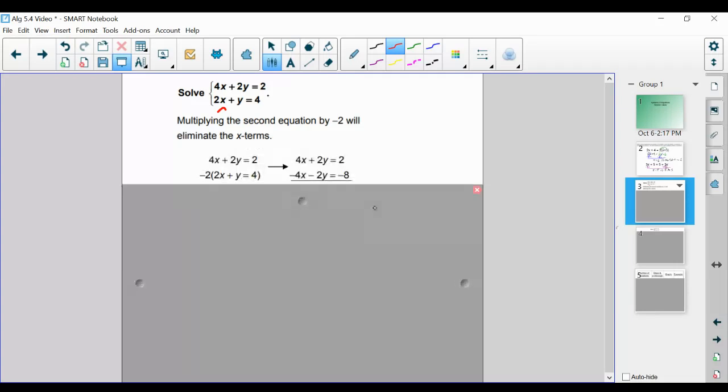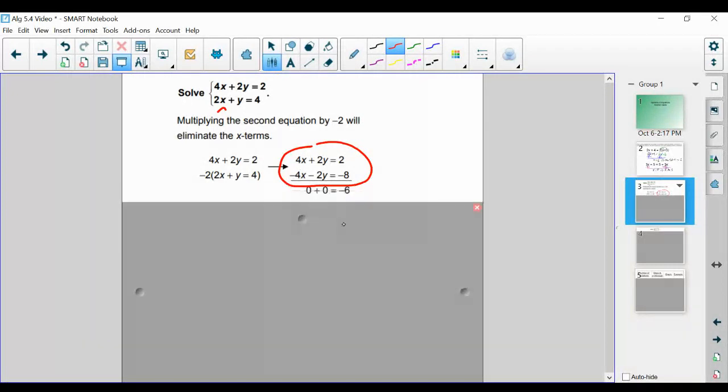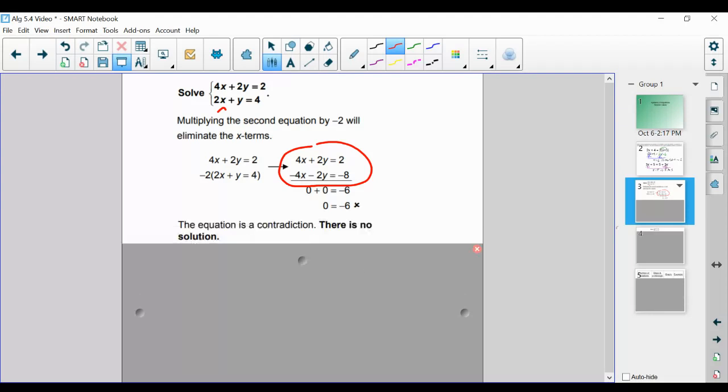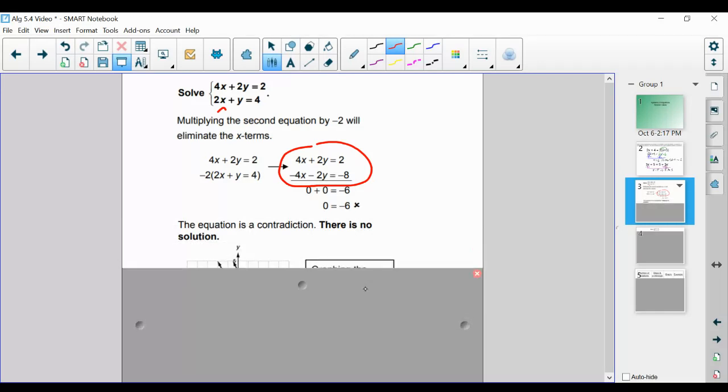So we end up with the system pictured right here. 4x plus 2y is equal to 2, and -4x minus 2y is equal to -8. And now we can add vertically. So our x variables cancel out, but also our y variables cancel out. So we end up with 0 is equal to -6. Is that a true statement? Is 0 equal to -6? No way, Jose. So this is technically what we call a contradiction. So that means that there is no solution for it.